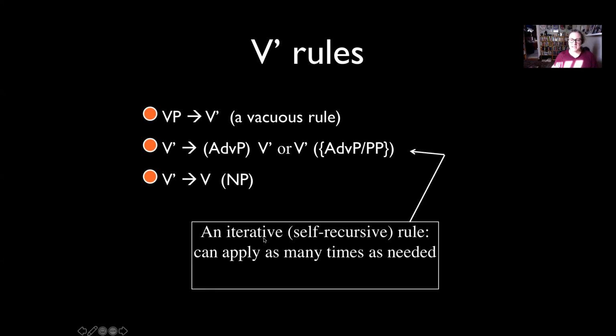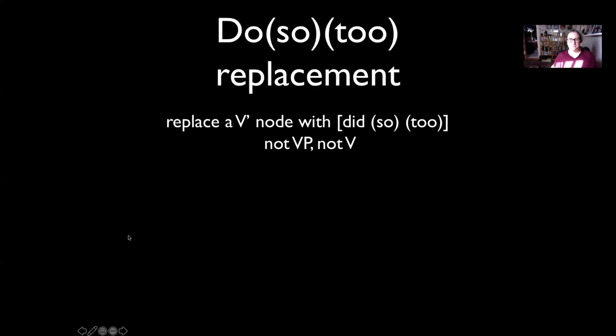Again, this second rule is an iterative, self-recursive rule. It can apply as many times as needed because these prepositional phrases we know can turn into noun phrases or complementizer phrases, right? You start to get that iteration. So this is the do so replacement. Just like we had the one replacement for N-bars, we've got the do so replacement. So you replace a V-bar node with does so.